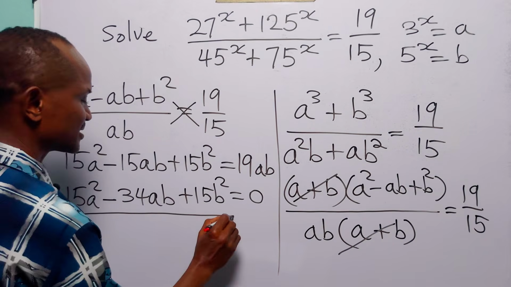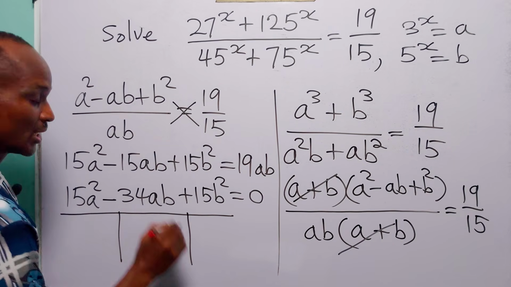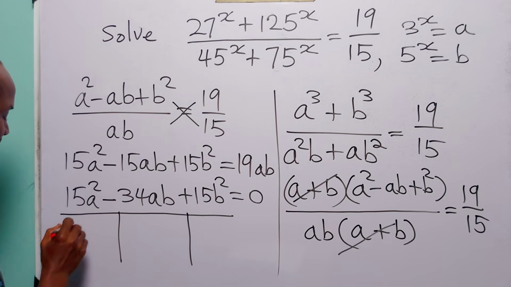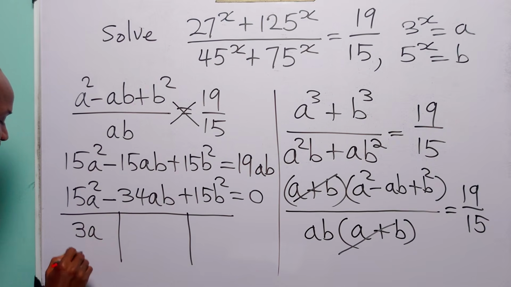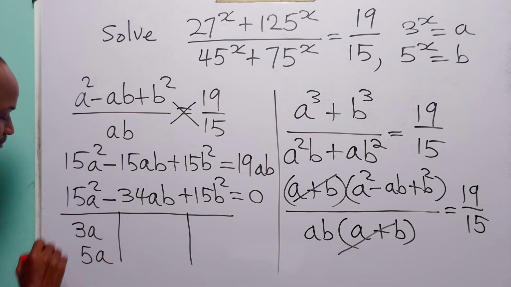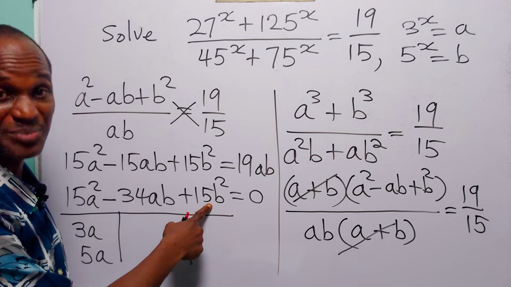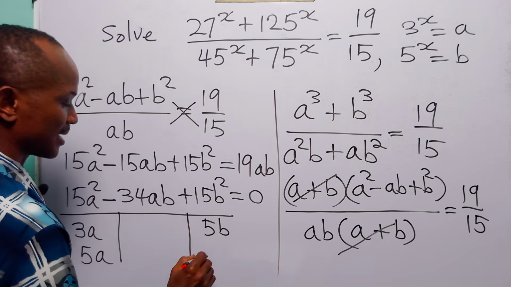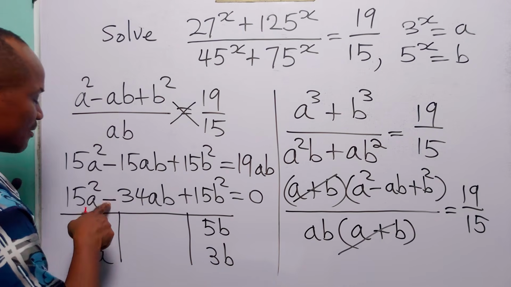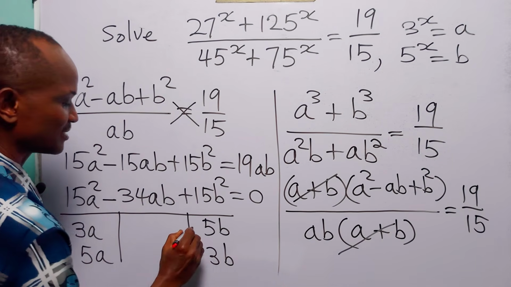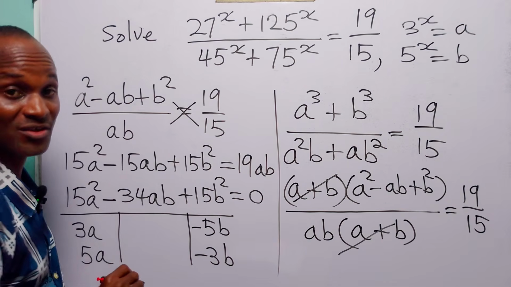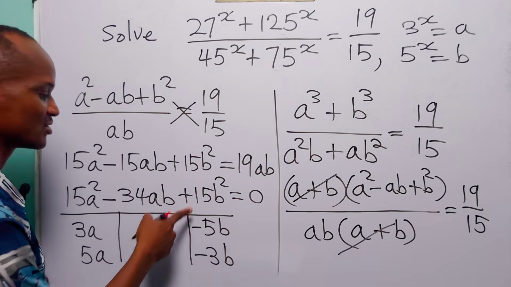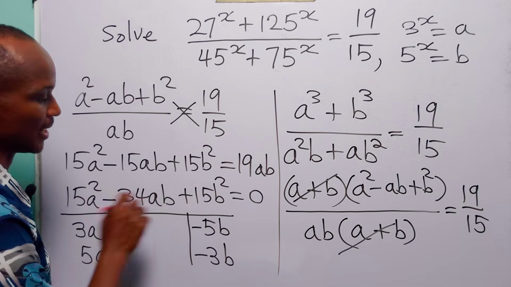Now we can factorize this quadratic expression on the left-hand side. What are the factors of 15a squared? We have 3a and 5a. What are the factors of 15b squared? We have 5b and 3b. But since this is negative, let this be minus 5b and let this be minus 3b. Of course, you know that minus 5b times minus 3b is still going to give us plus 15b squared.